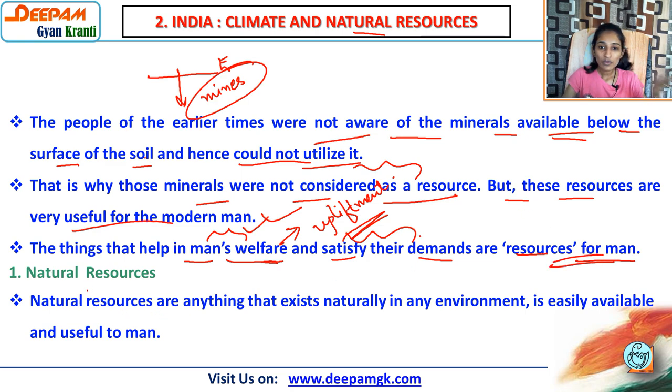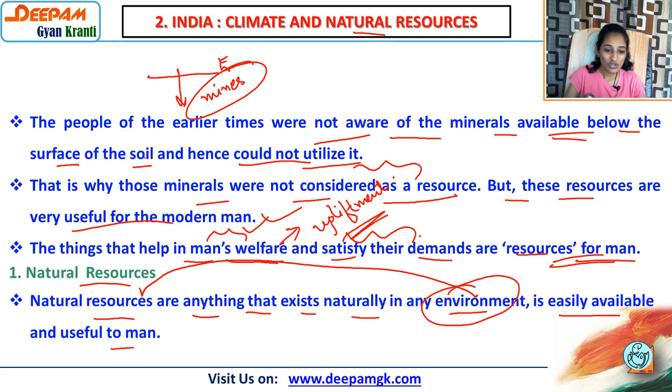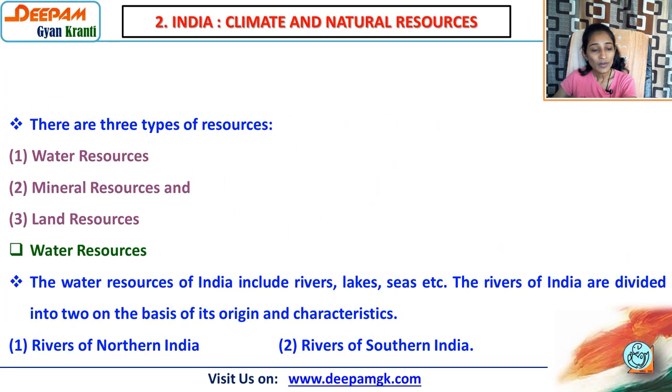So first, which types of resources are there? First one, natural resources. Natural resources are anything that exists naturally in the environment. It is easily available and useful to man. The things we get from the environment are called natural resources, and they are easily available and useful to man. Okay, not exactly easily, we have to dig and do the process and all that, but we can say it's easily available and very useful for man.